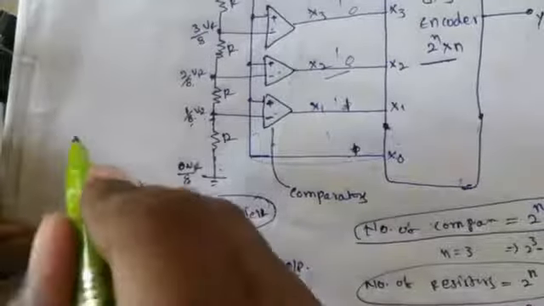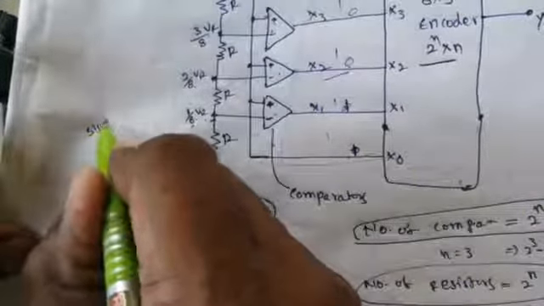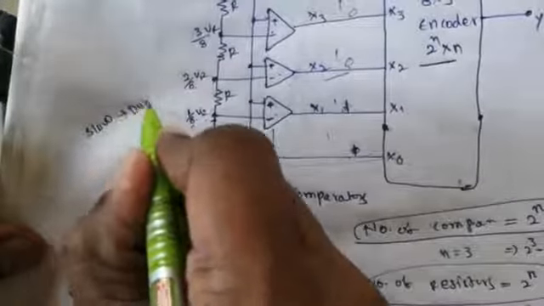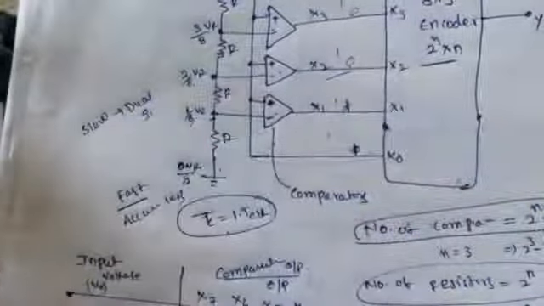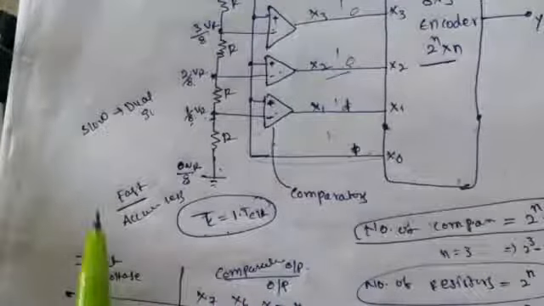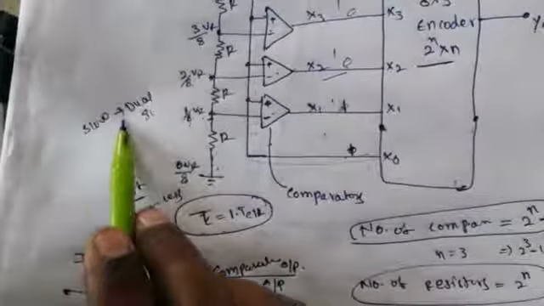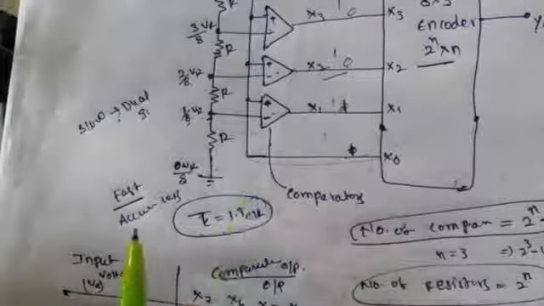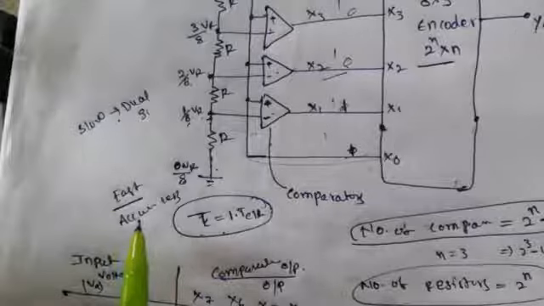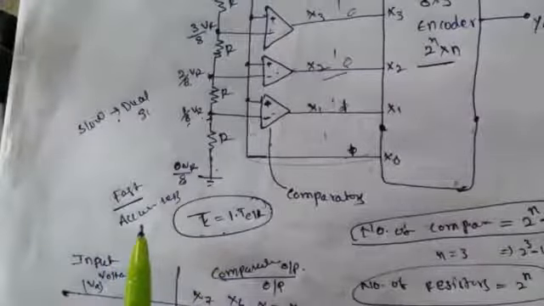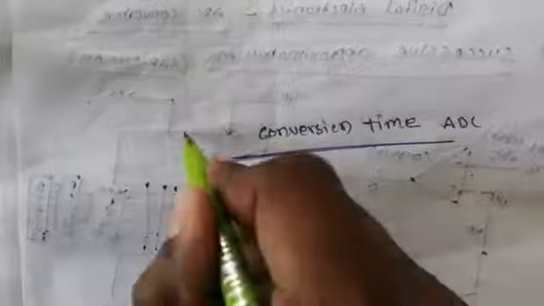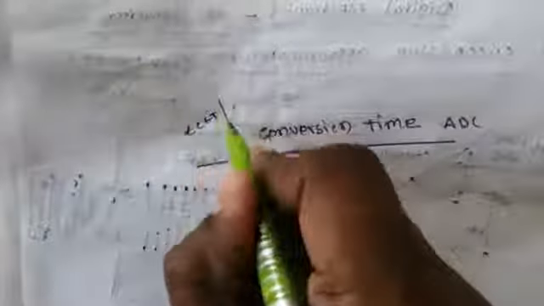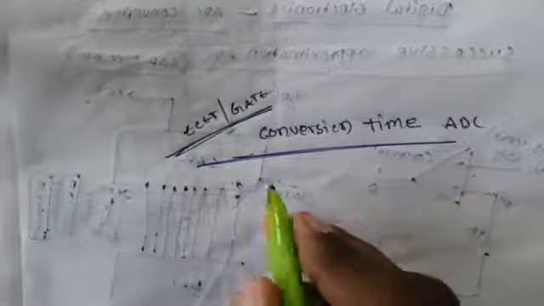Among all ADCs, the slowest one will be the dual slope ADC. Its accuracy is very high, speed is low. In flash type A to D converters, the speed is very high and accuracy is less. So now the conversion time in ADC, this will be asked from the ESET examination point of view or GATE exam point of view. This bit is very, very important.